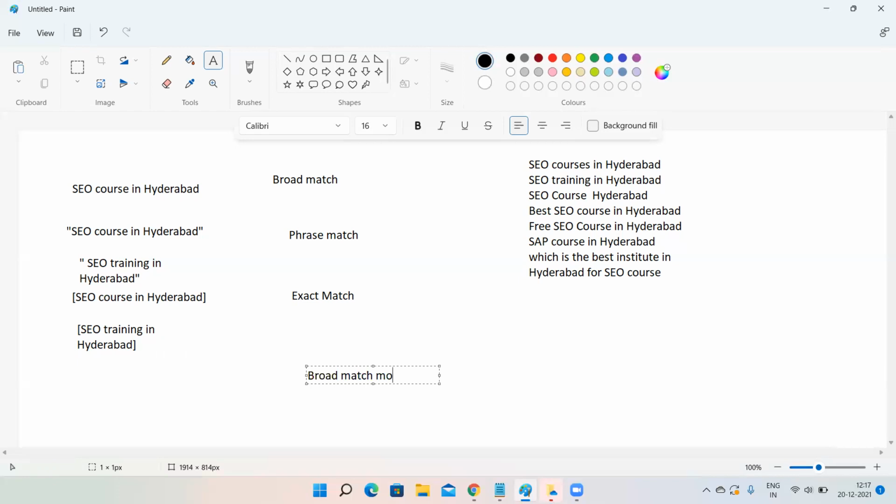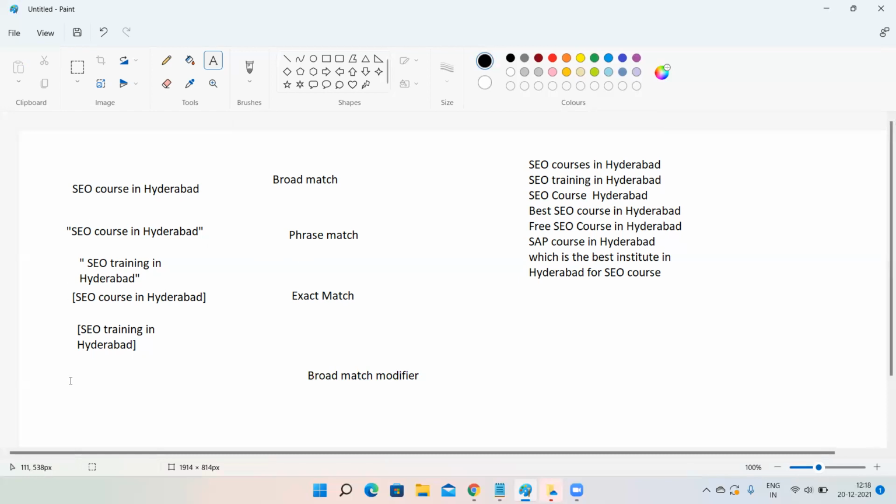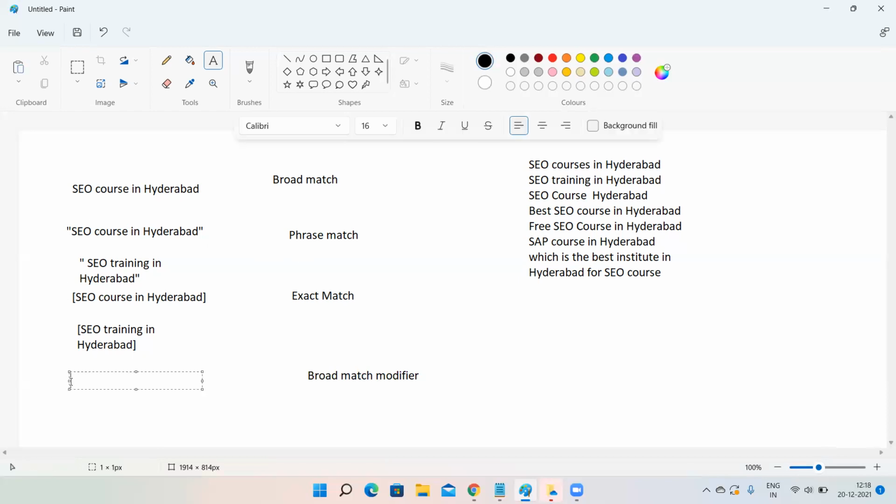Broad match modifier. What exactly is broad match modifier? For phrase match, you have to take the quotation, that is phrases. For exact match, brackets. For broad match modifier, you have to use plus symbol. Like this, you have to use plus SEO plus course plus Hyderabad. Like this, you have to mention. At least use 3 words over here. Don't use the combination of 2 words. That does not make sense. At least use 3 words over here.